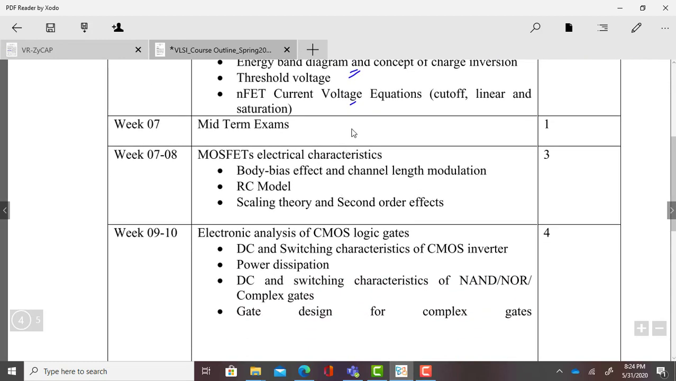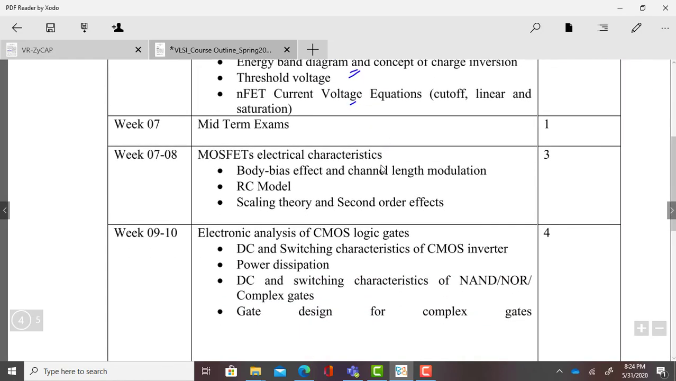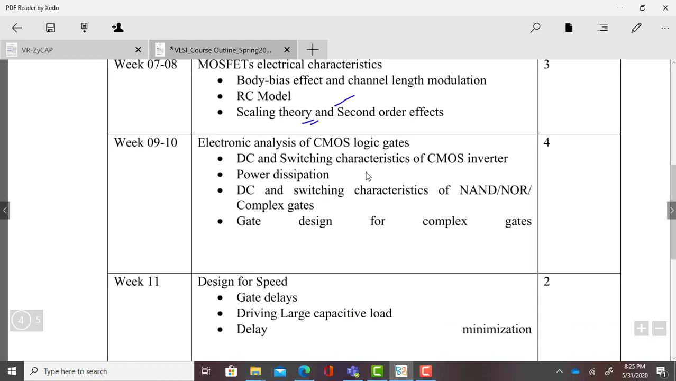In week 7 we'll have a midterm exam. Then MOSFET electrical characteristics will be continued. So we will study the RC model and scaling theory. So you see along the way the transistor is getting smaller and smaller. So we will see what are the factors that are keeping this momentum. Electronic analysis of CMOS logic, so DC and switching characteristics, power dissipation, and all these.